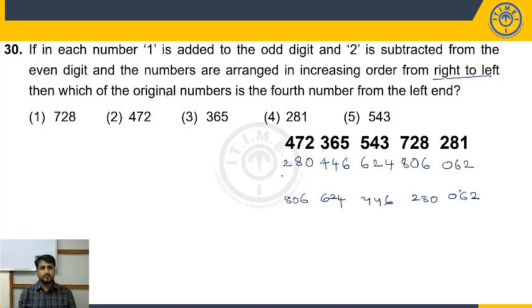Now what is the question asked? Which of the original numbers is fourth from the left hand? 1, 2, 3, 4. 280. But this 280 is obtained from which number? 472. So choice 2, because they are asking for the original number. After applying these conditions, which original number will be fourth from the left hand? That is 472. Choice 2.